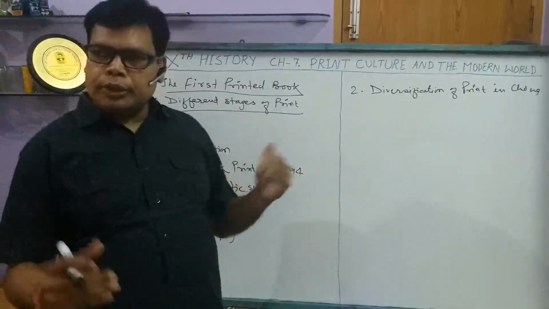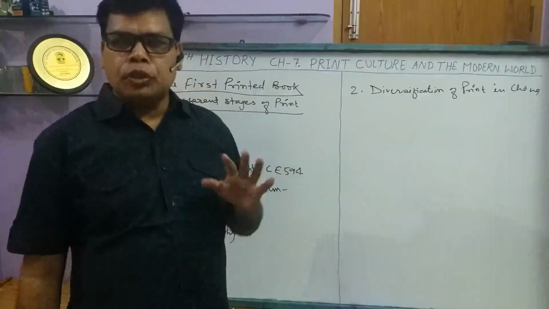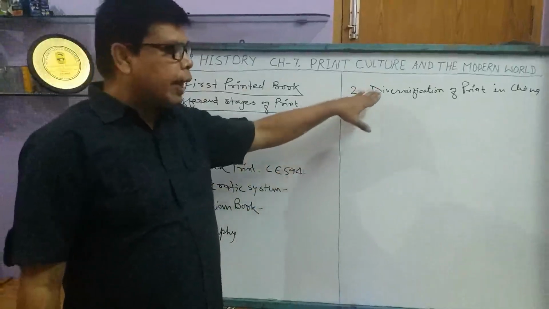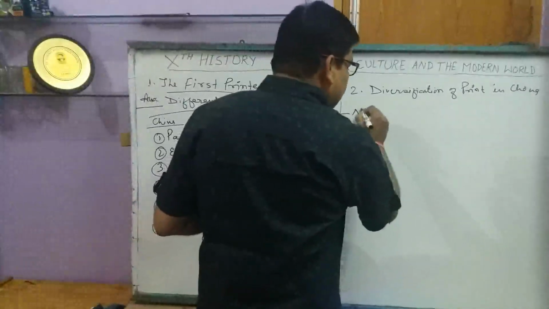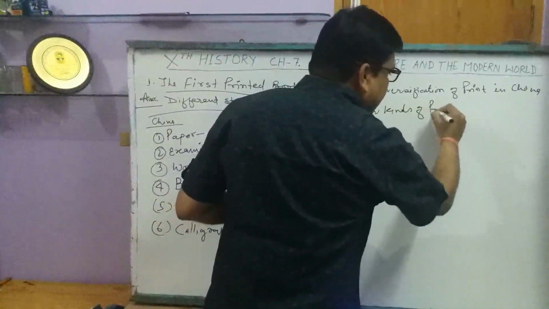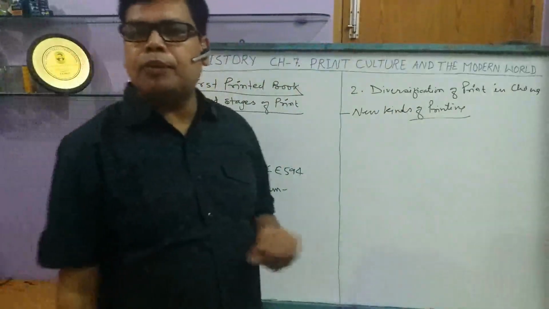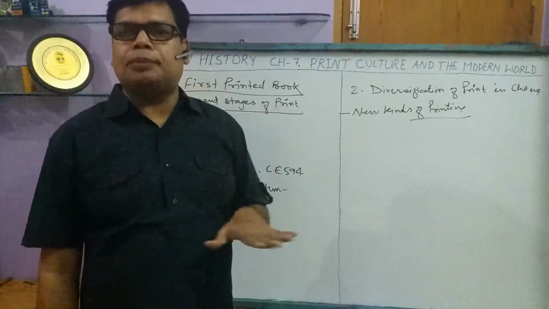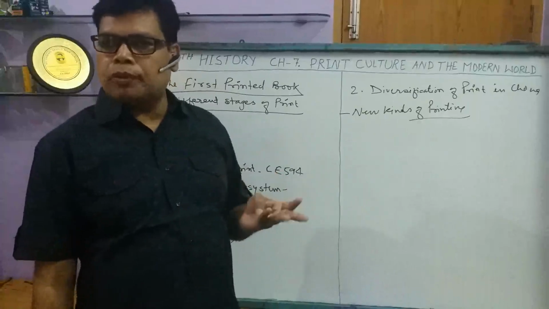Sometimes a question also asks, how did Shanghai become the hub of the new print culture of China? So here, everyone can understand diversification. Diversification means new kinds of printing. Earlier, the scope of print was limited. Books were there.